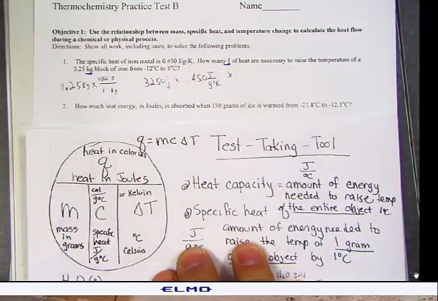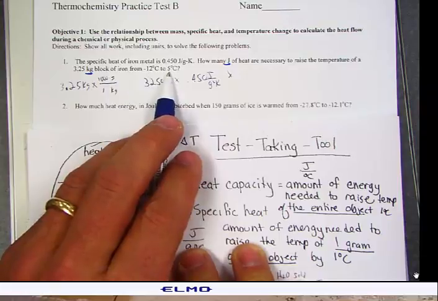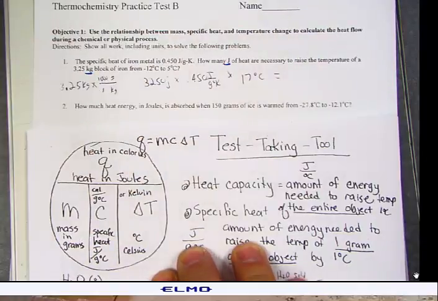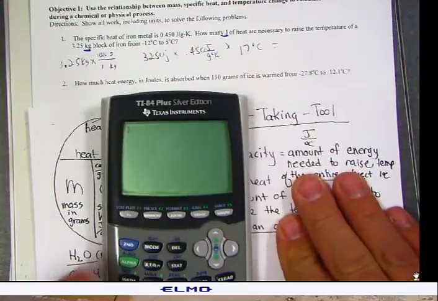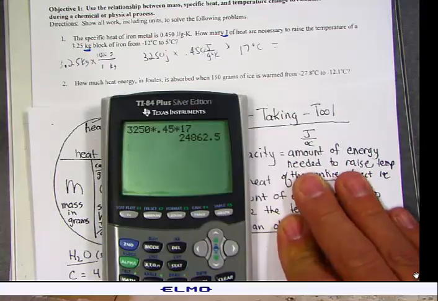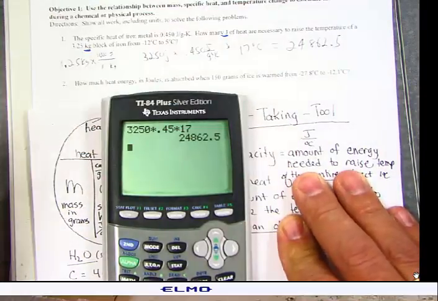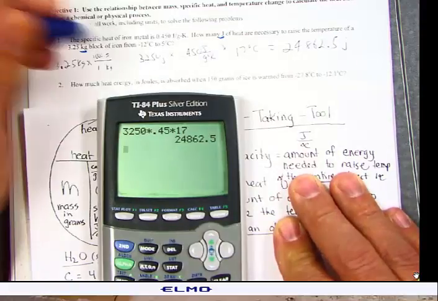We can use them interchangeably. The change in temperature that they're after is from -12 to 5. So that's a change of 17. The difference between them is 17 degrees Celsius. 3250 times 0.45 times 17, 24,862.5. Now they asked for joules, and I could simply write J for joules, but I like to double check.